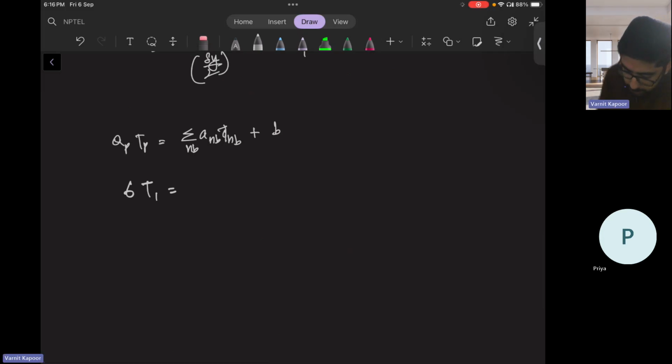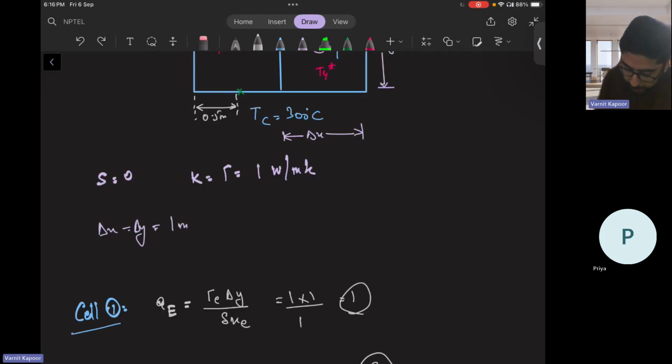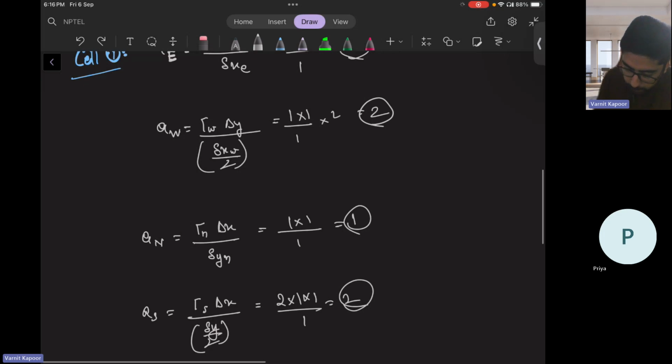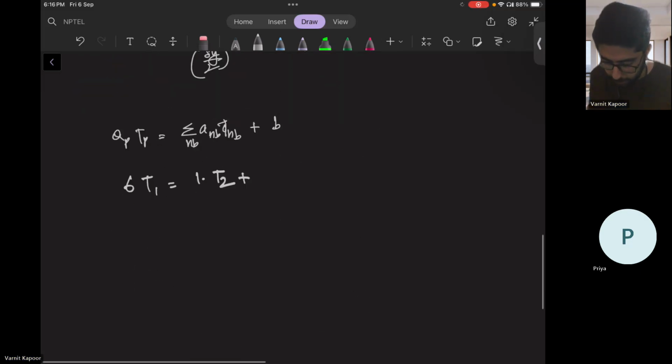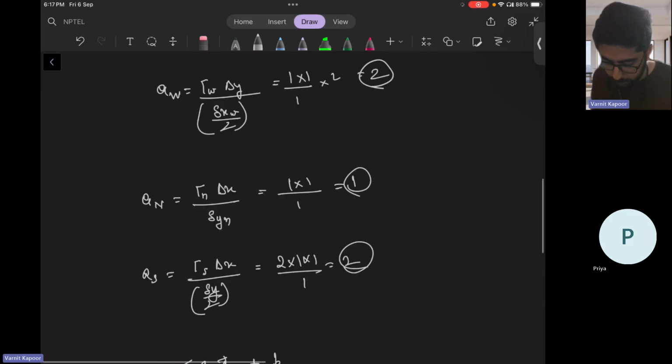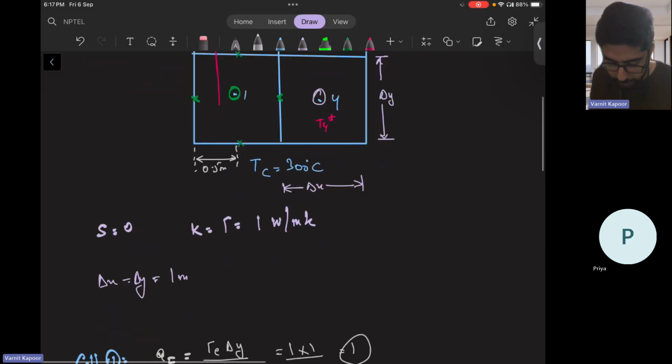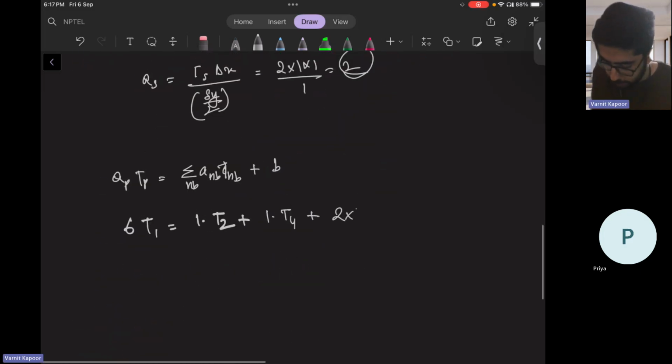So A north first, let me write. With north, what was the coefficient? 1. So 1 into T2. And for east, what is the point? It's point 4, and east has also 1, so A east into T4. Whereas for west, A W has 2 as a coefficient into what is the temperature? 100 degrees Celsius. 2 into 100.